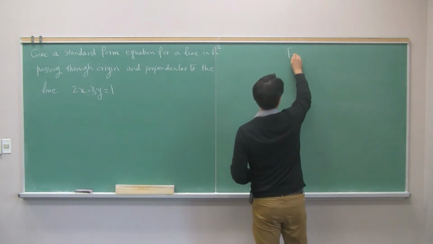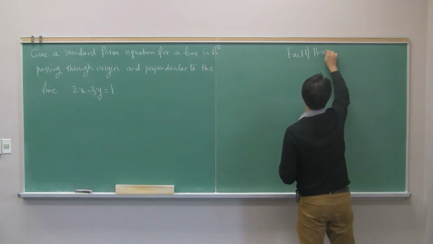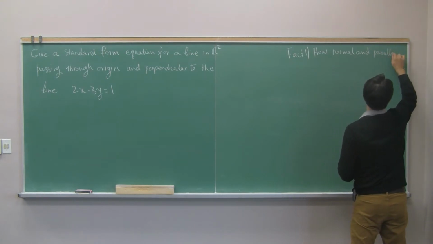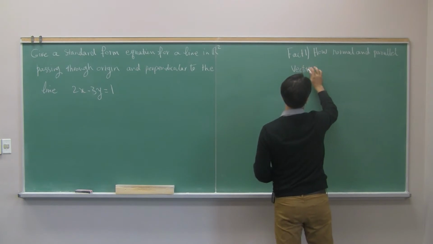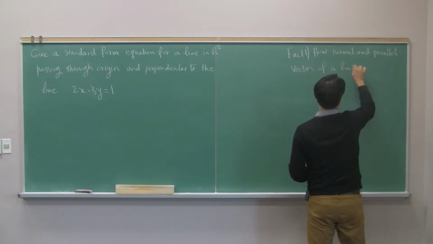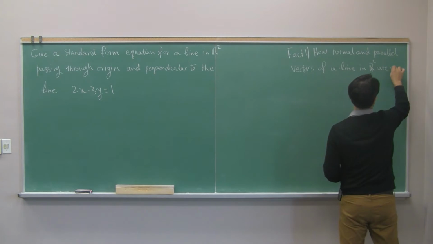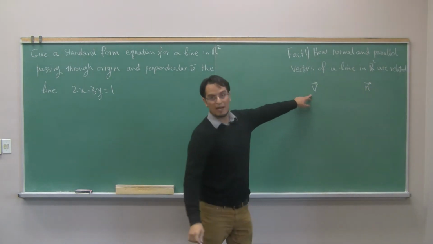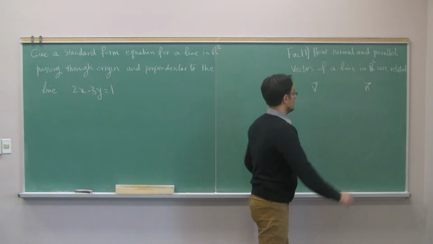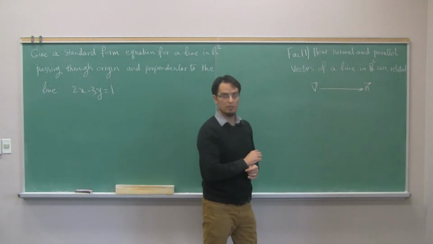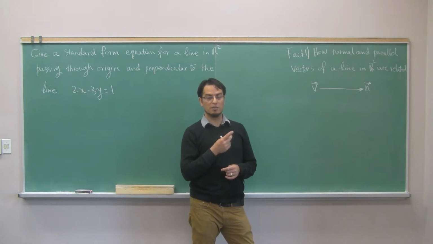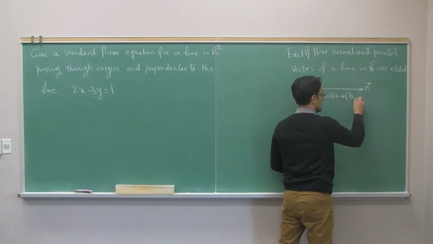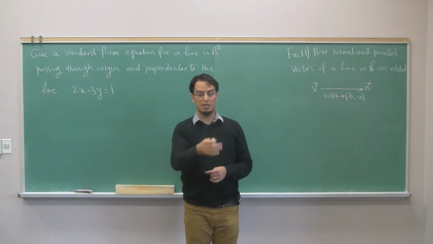So then let me write fact 1. It is related how normal and parallel vectors of a line in R2 are related. So if I denote parallel vector by B, normal vector by N, to go from one to other one, I have to do this operation. Flip the components, switch one of the signs. So if I have AB, I make a new vector BA, switch the components, change one of the signs.